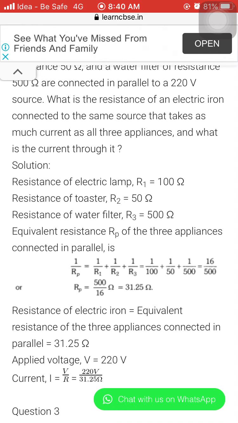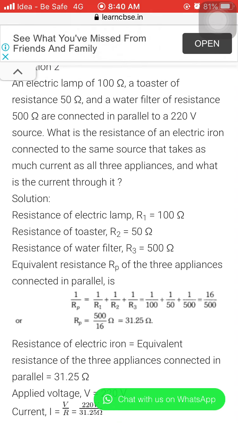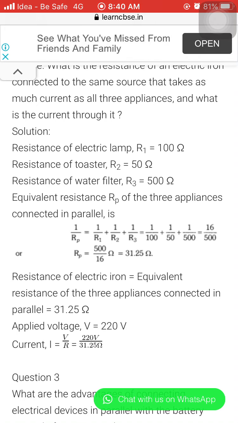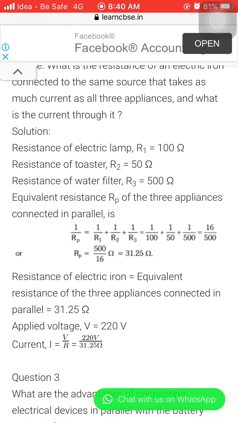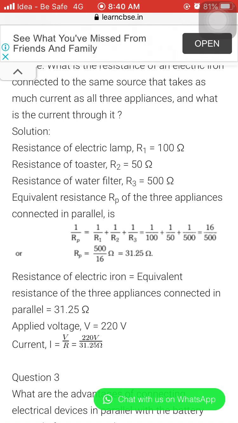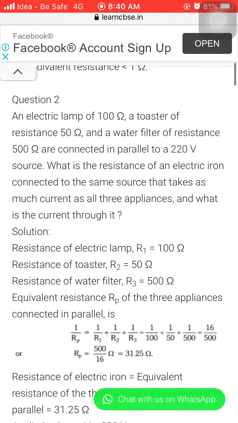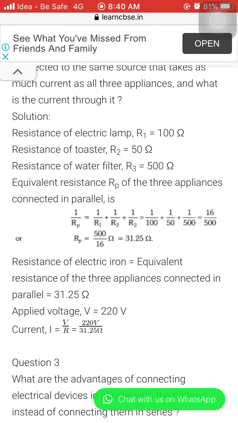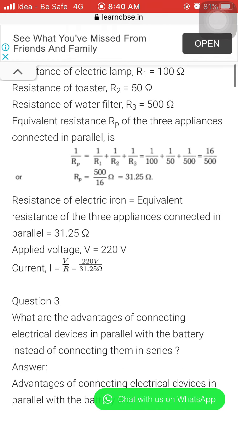OK, the electric iron is connected to the same source. It takes the same current as the 3 appliances are taking. So current through that would be, actually it will divide basically. So the resistance of the electric iron will be the equivalent resistance of the 3 appliances connected in parallel. The resistance will remain the same here, 31.25, because all are connected in parallel. The voltage does not divide, it remains the same in parallel connection. So with 220 volts you can find out the current. OK, you will get the answer.